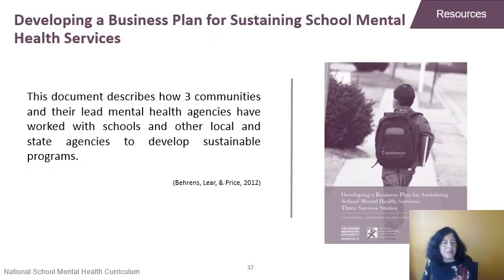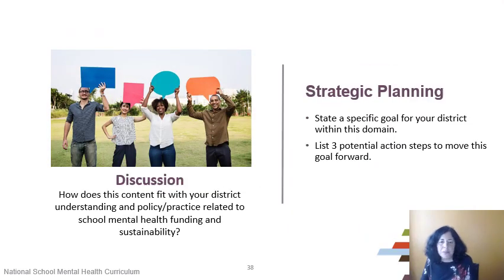This document, Developing a Business Plan for Sustaining School Mental Health Services, was developed by the Center for Health and Healthcare in Schools at the George Washington University Milken School of Public Health to describe different models of financing school mental health services. Specifically, the document describes how 3 communities and their lead mental health agencies have worked with schools and other local and state agencies to develop sustainable programs. As a next step, you can bring this content back to your district and begin strategic planning, which includes creating specific goals and action steps for comprehensive school mental health.